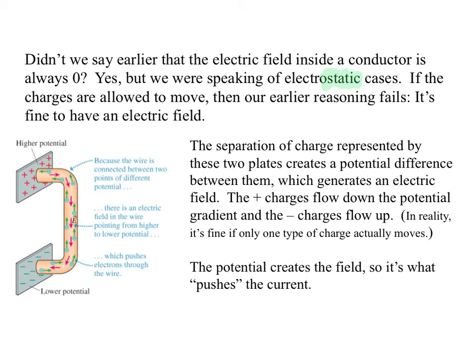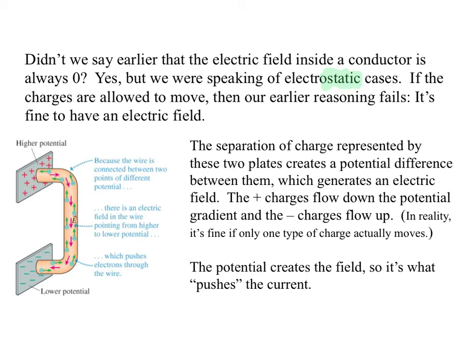You might remember that the separation of charges between, for instance, these two plates creates a potential difference. High potential, low potential. How do we know it's lower potential? Because a positive charge would like to move that way, like to move from one to the other.